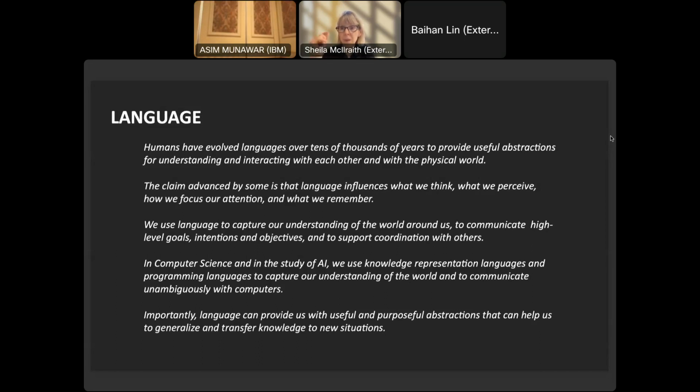I think what's really important about language is that in computer science and in the study of AI, we use knowledge representation languages and programming languages to capture our understanding of the world and to communicate unambiguously with computers. Importantly, language provides us with useful and purposeful abstractions that can help us to generalize and transfer knowledge to new situations.